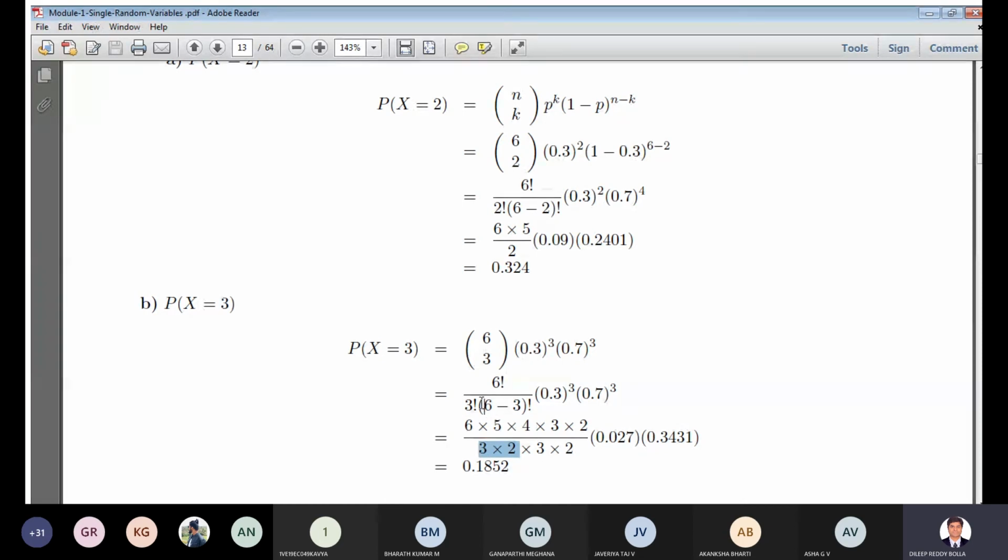And again here also 6 minus 3, it is 3. So 3 factorial, 3 into 2. So this 3 into 2 here and there we can cut down. So 6, 5, 4 divided by 3 into 2. And it is multiplied by this number, same numbers. These values will not change. How we got 0.7? 1 minus p. P is 0.3. 1 minus p will be 0.7.